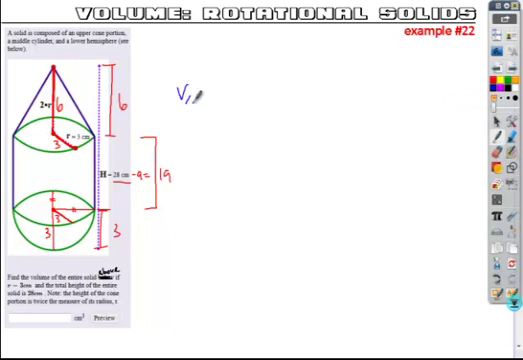So the volume of the cone is 1/3 BH, where B is pi r squared. And so if you calculate what you have here, the radius of 3 times the height of that is 6. So this 3 cancels with one of those 3's. You get a total of 18 pi here.